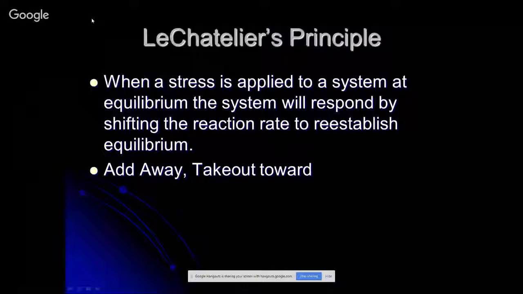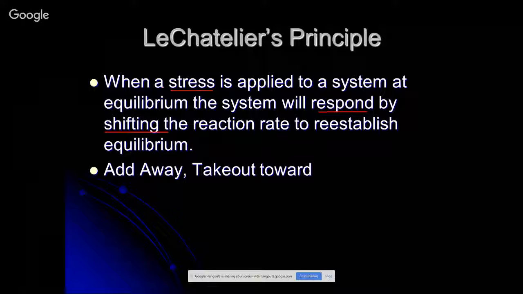We're going to look at LeChatelier's principle here and provide some examples of what exactly we're talking about. When we have an equilibrium, where it's a reversible reaction, there's this concept called LeChatelier's principle, such that when a stress is applied to a system at equilibrium, the system will respond by shifting the reaction rate to reestablish equilibrium.